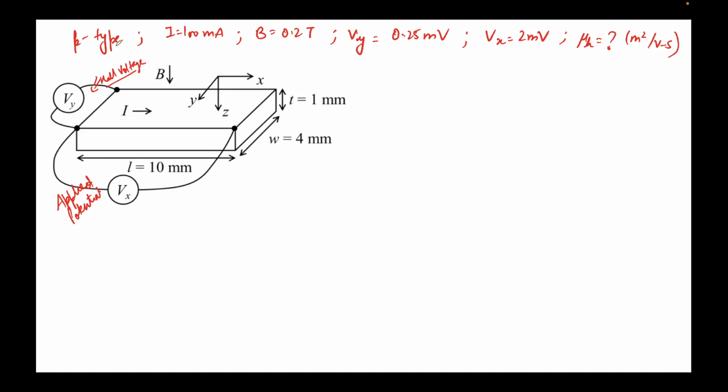Since it's a p type, almost all the current will be carried by holes, and since the current is from left to right, the holes will also be traveling from left to right, and there is a downward pointing magnetic field, and correspondingly the holes will migrate to one end, giving rise to Hall voltage. Now I can write that the Lorentz force on holes, the magnitude of it, will be Q times V of holes times B.